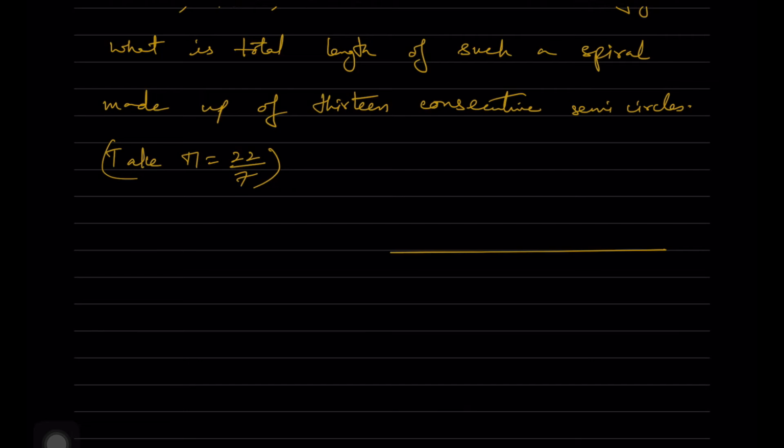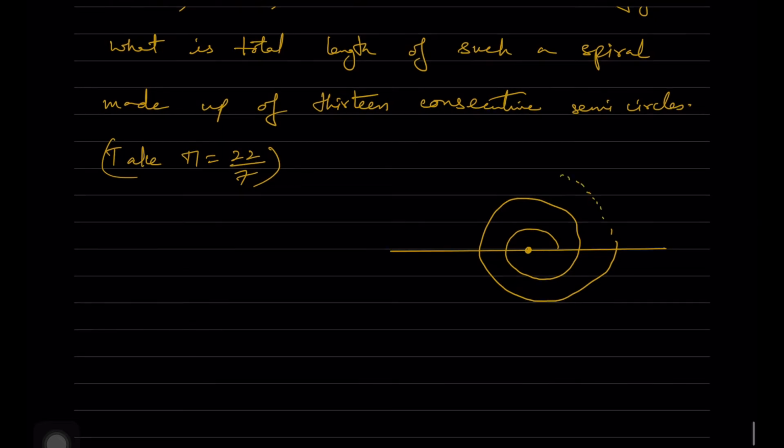You're having a straight line. The first spiral is around that point, then it goes on in this way. So this is A, B, this is L1, this is L2 and this is L3 and this is L4. So what is the length of this we have to see now.